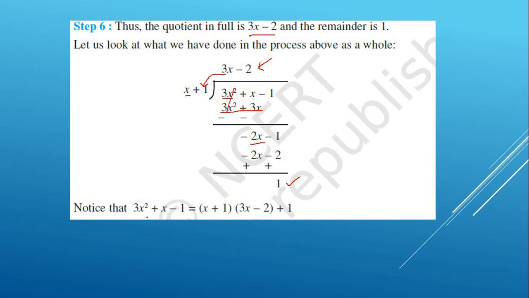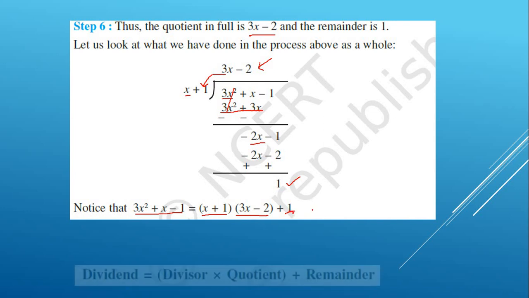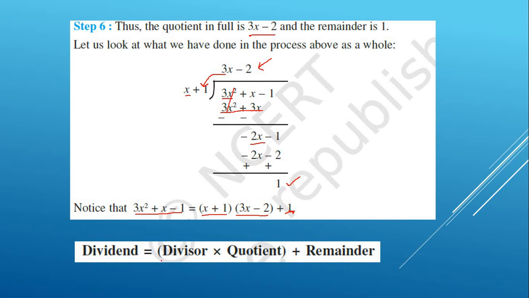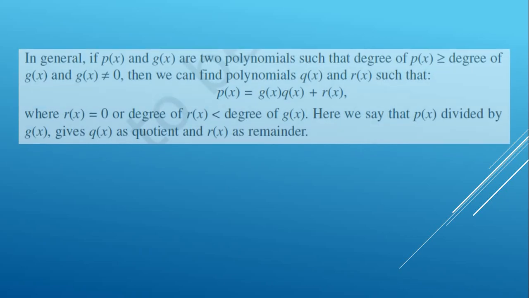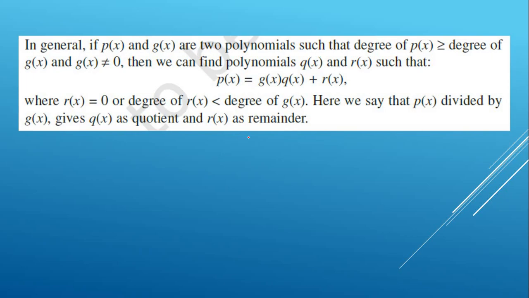So here what we can observe: this is the dividend polynomial, which is coming from the quotient polynomial 3x minus 2 multiplied by the divisor polynomial, plus the remainder polynomial. So from here what we can say is, dividend is equal to divisor into quotient plus remainder, which is the rule for the division of numbers as well. So this is the same rule in polynomials also. Now let's see how we will define it.